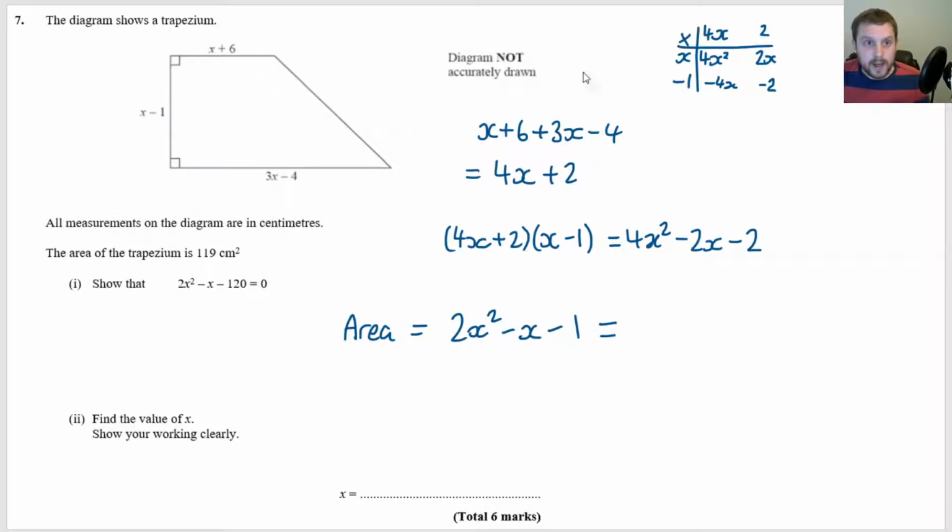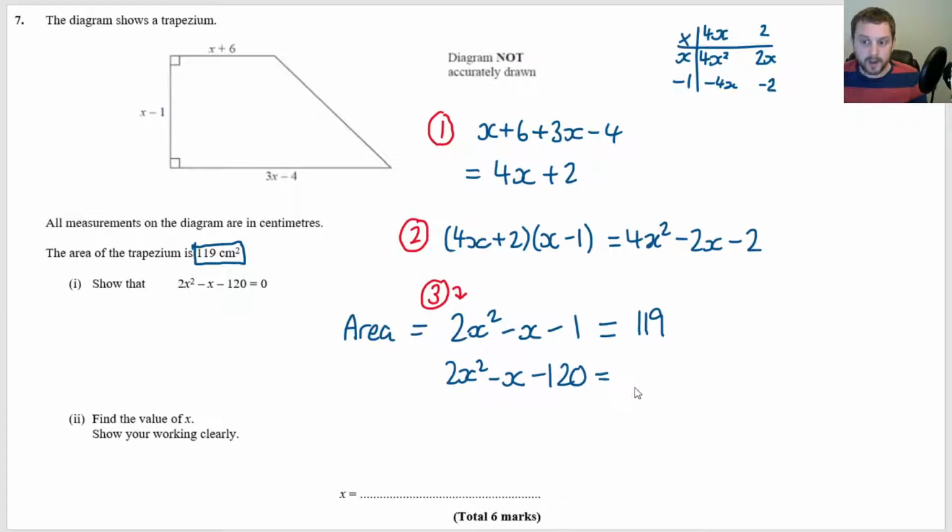So let's just recap very quickly. I've added up the parallel sides, I've timesed by how tall it is, and then I've halved it. That gives me the area, but we're told the area is 119. We're told that in the question. So we just have to take away 119 from both sides and we get what the question wants. Minus 1 take away 119 is minus 120, and 119 take away 119 is 0. So that's what we want.